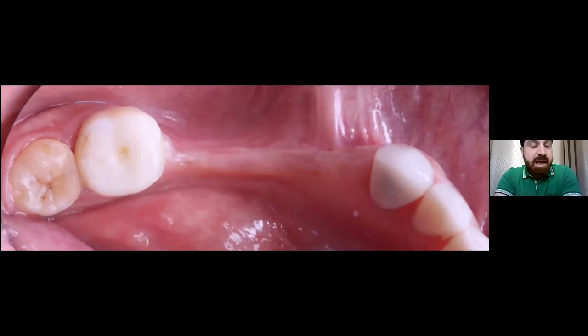Like in this case, the patient presented with a failed bridge, so the prosthodontist started his work and just did his crowns, canine to the other side, and he left the 7 and the 8, and we planned for implants on this side.